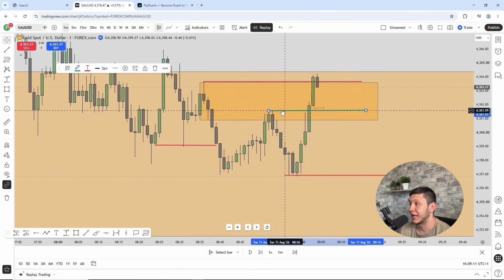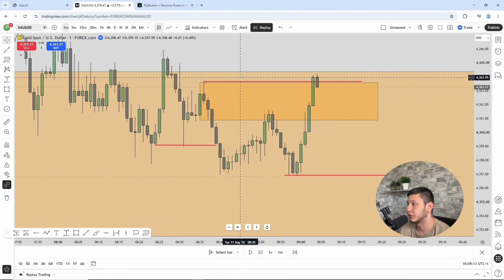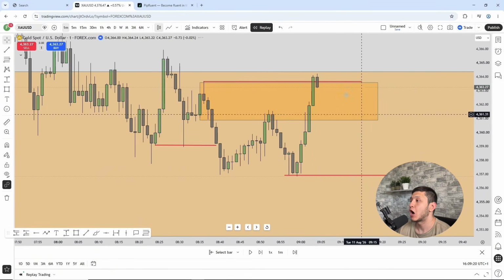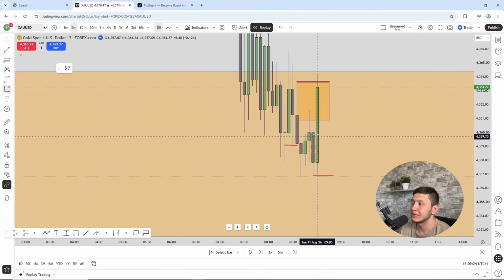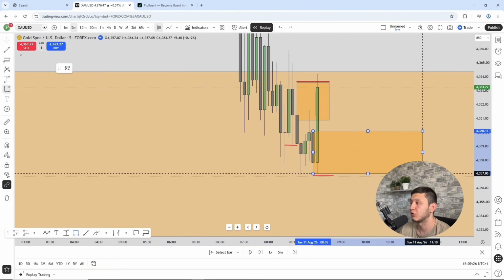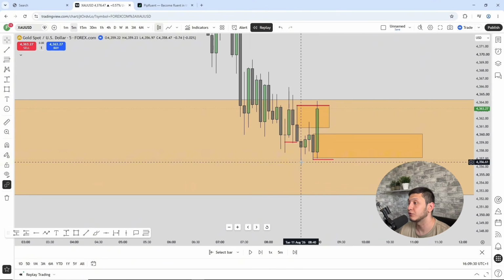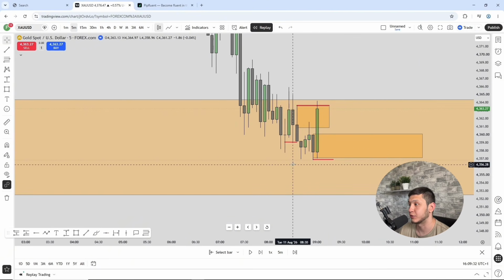After the break of this external high, all I care about is the higher time frame. Why is that? Because look at that. After the break of this external high, if I have a look at the higher time frame, price created what? A fresh bullish engulfing. Now, what's the task of the engulfing?